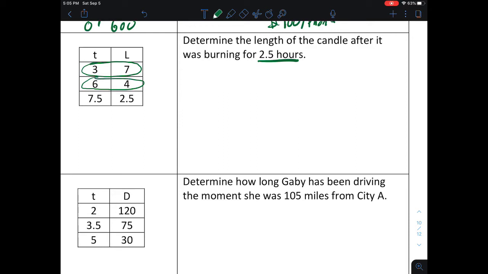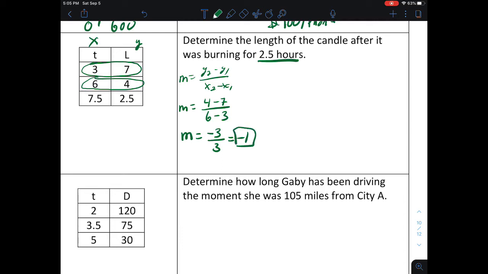So my slope, y2 minus y1 over x2 minus x1, is going to be 4 minus 7 on the top. Y's are really my L's. T's are my X's. And so over 6 minus 3 on the bottom. And so M in this case is going to be -3 over 3, which gives me -1. So what that means is the candle gets shorter by 1 inch per hour.